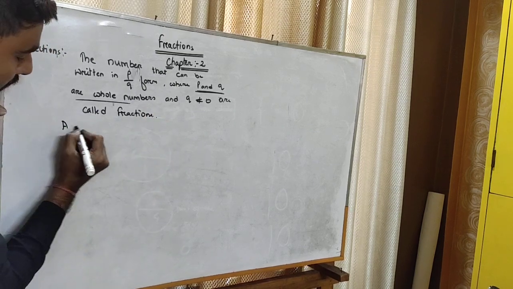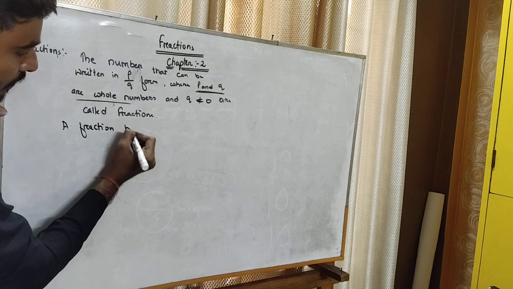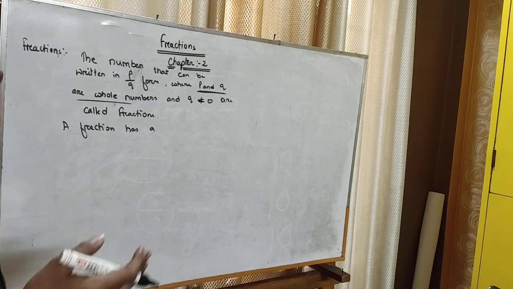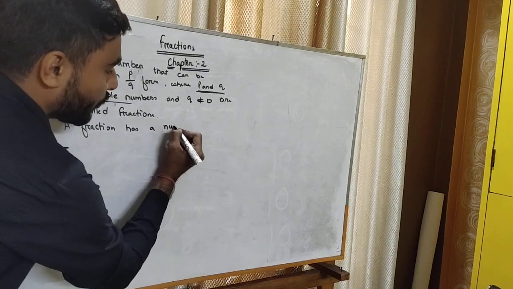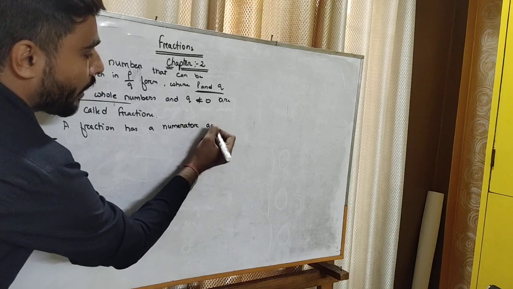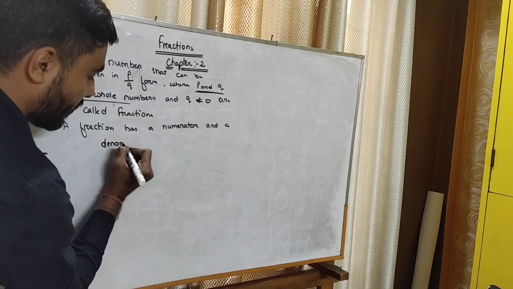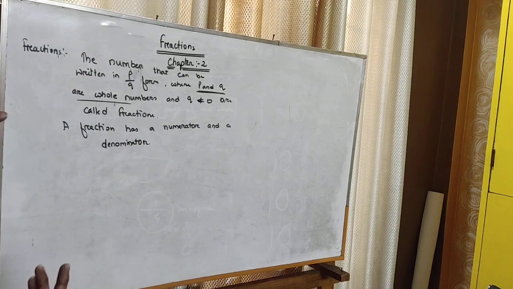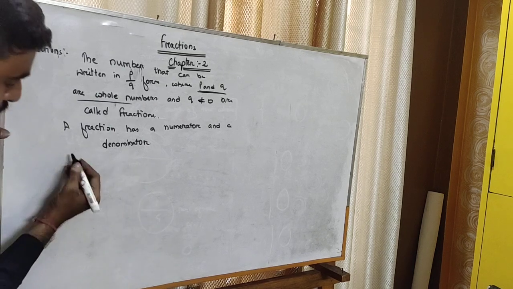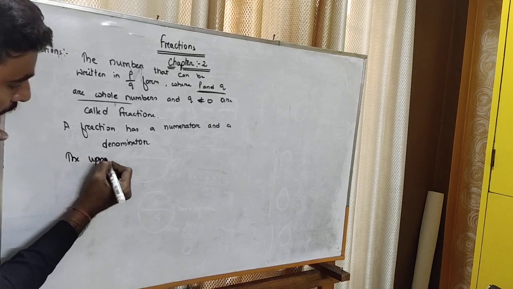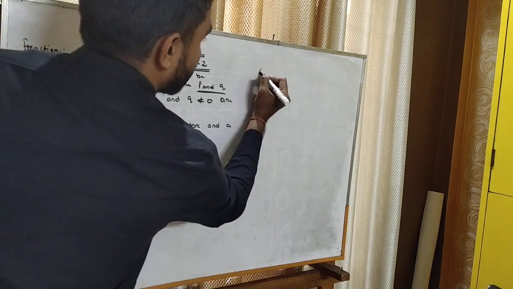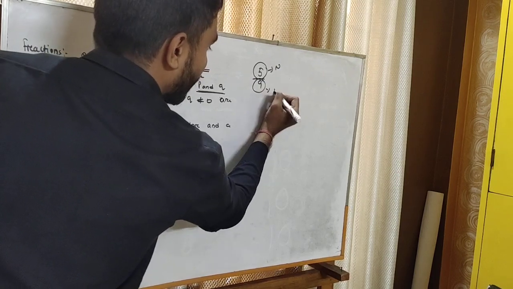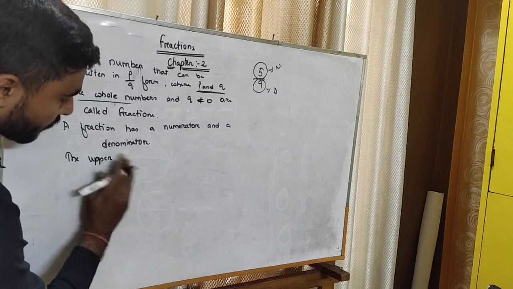So a fraction has a numerator and a denominator. You all know a fraction has a numerator and a denominator. Now what is numerator and what is denominator? There may be a question in your mind. You can see a fraction is written, suppose 5 by 9. This upper part is the numerator and this lower part is called the denominator.